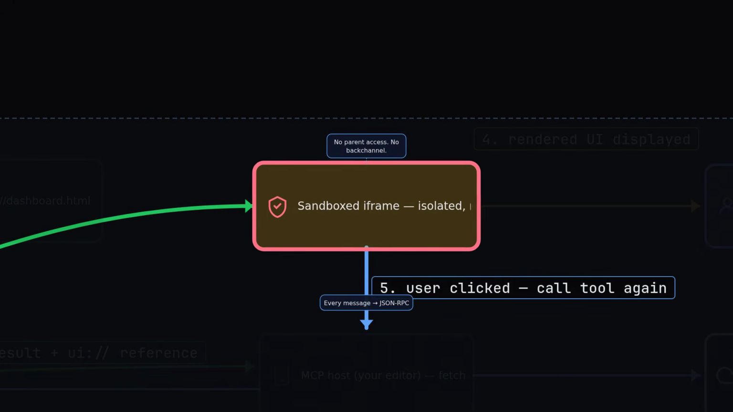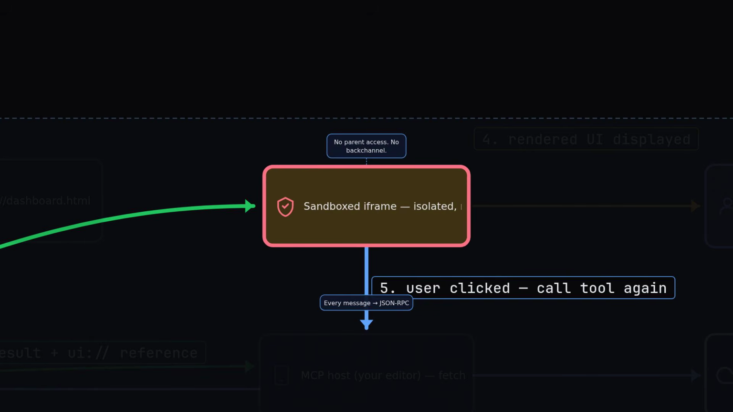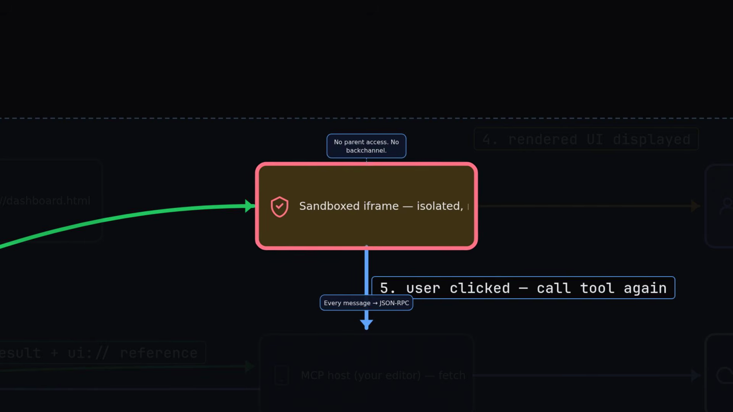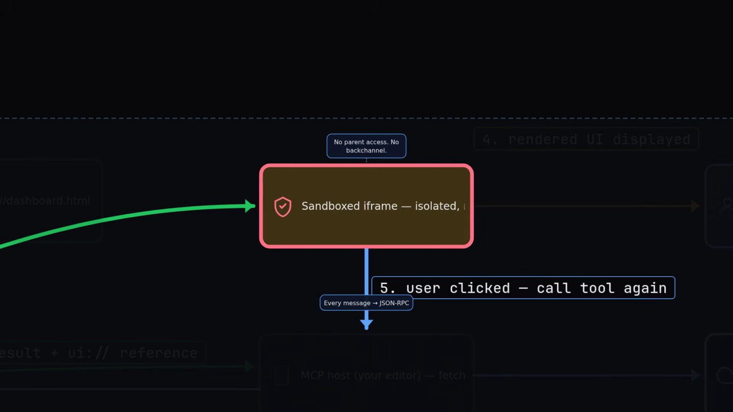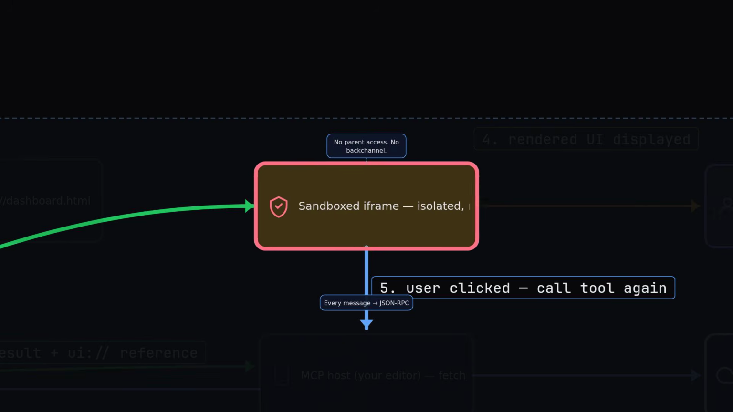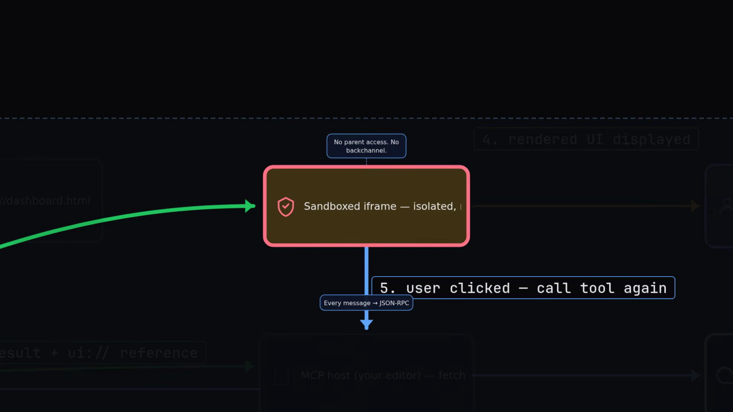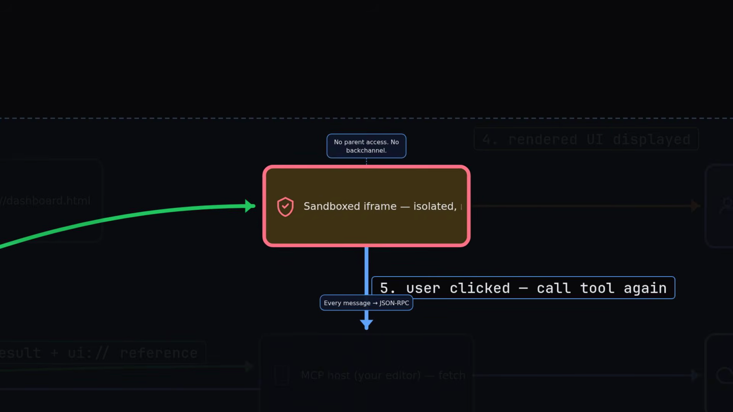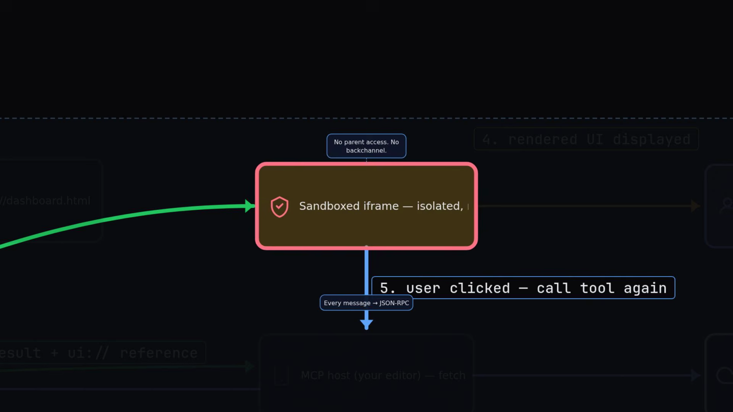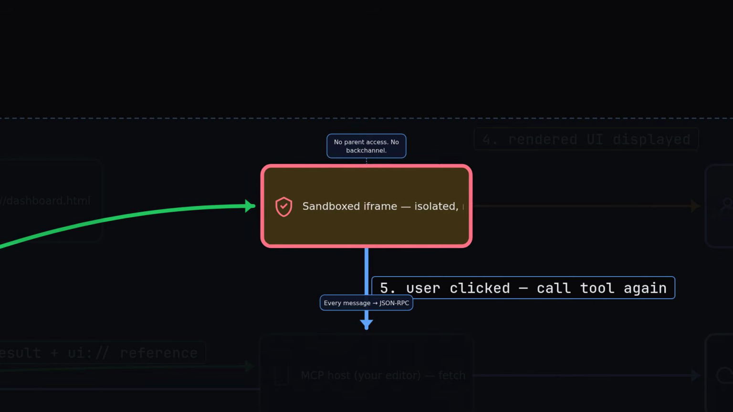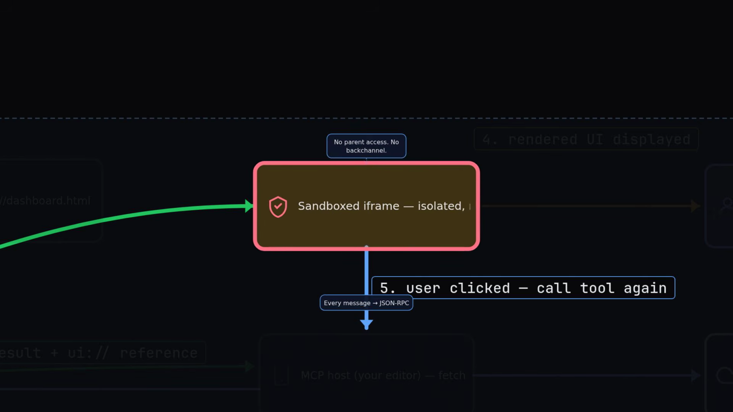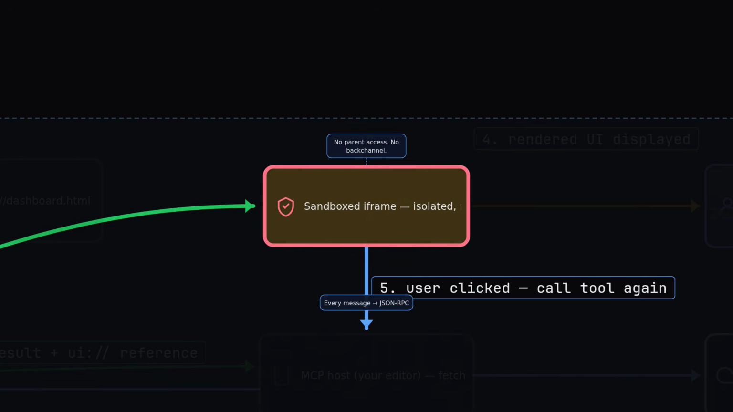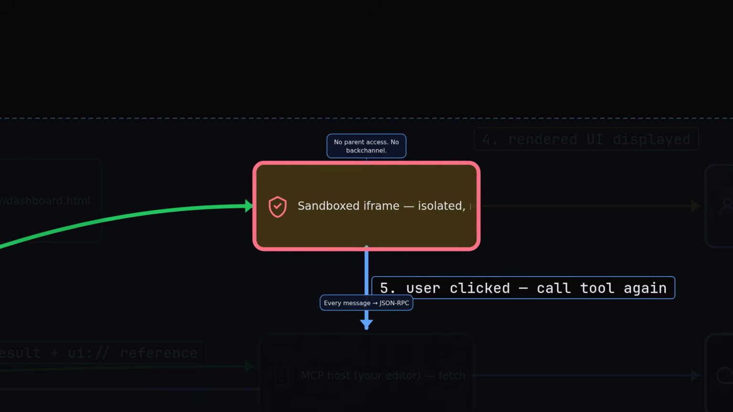Now you might be thinking, running third-party HTML and JavaScript inside my editor, isn't that a security nightmare? It would be, if it weren't for the sandbox. The iframe cannot access the editor around it. It cannot read your other tabs. It cannot make arbitrary network requests. Every message from the UI back out, every click, every form submission, travels through one channel only: JSON RPC. The same protocol from episode 2. There's no back channel. Everything the UI does is loggable.